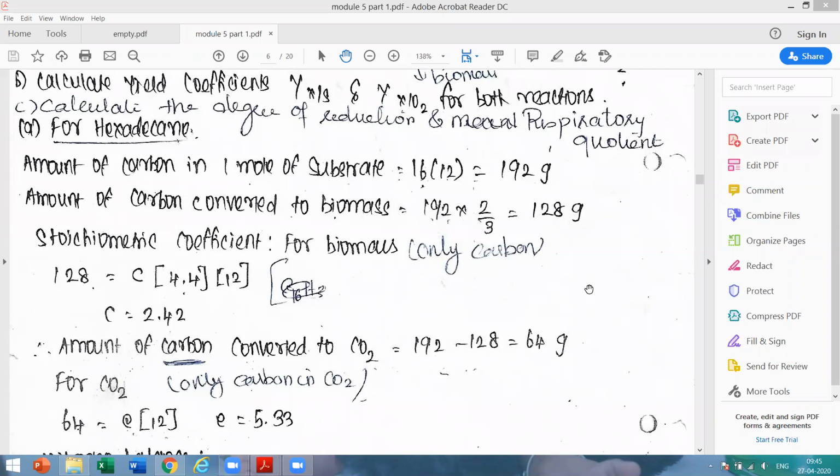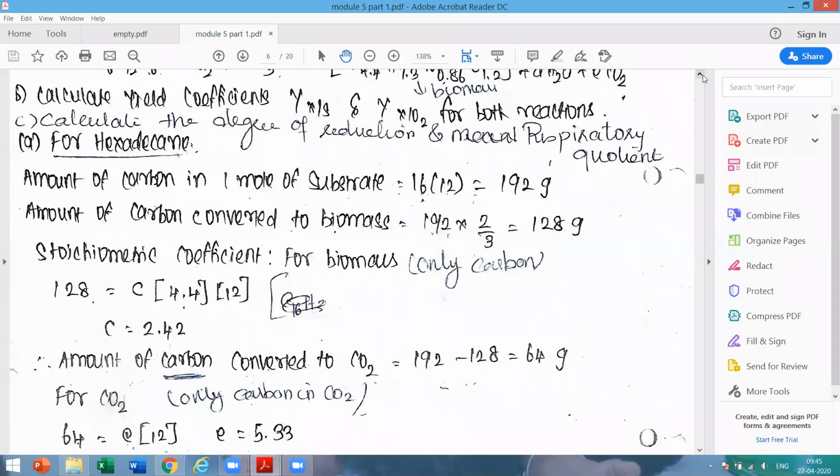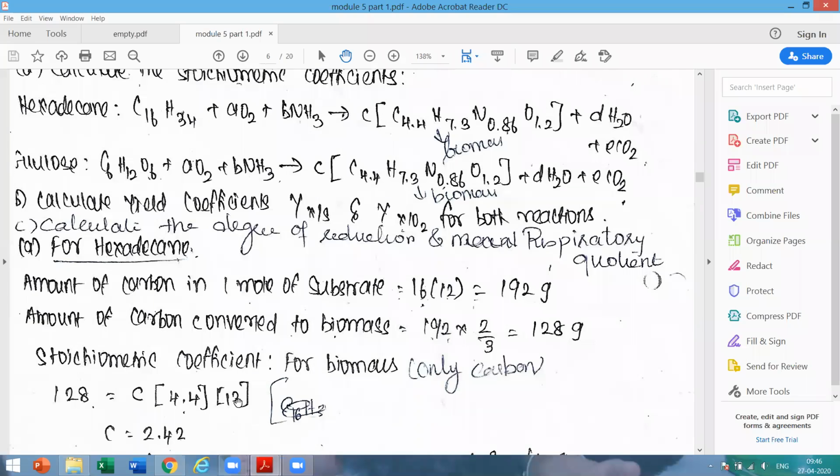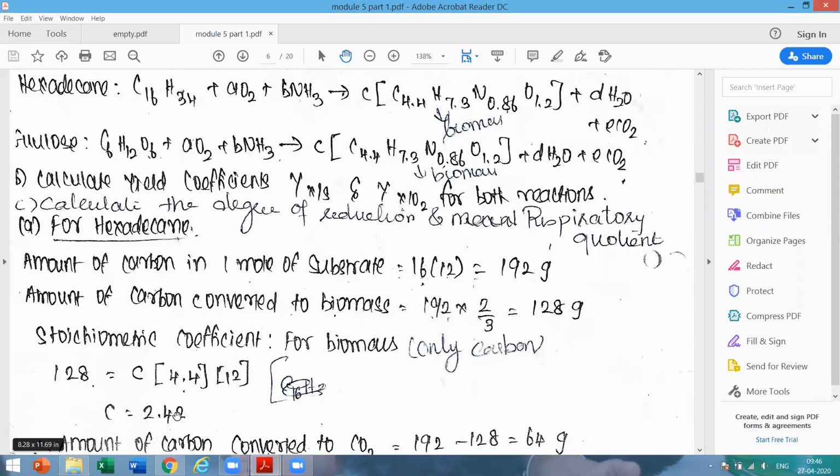Now we know how much carbon is converted to biomass and how much carbon is converted to CO2. So we will take just the carbon present in biomass and CO2 and equate. First, 128 is present in what? Carbon, 128 of carbon is present in biomass. So 128 is equal to C into 4.4 into atomic weight, that is 12. That is, C is equal to 2.42.